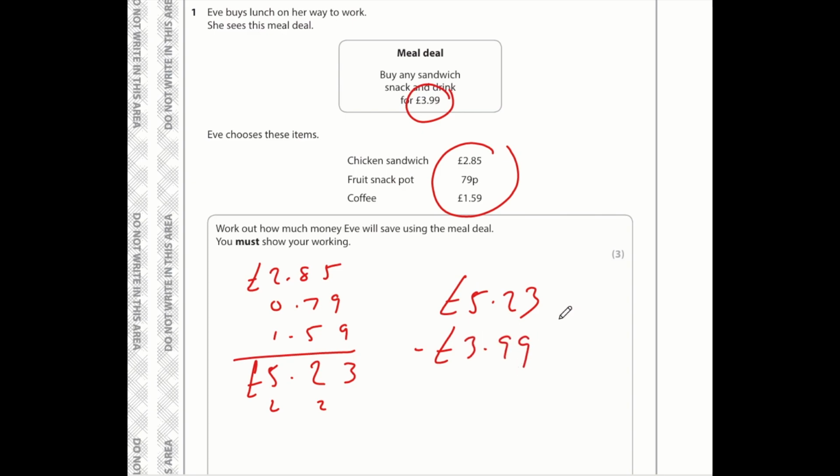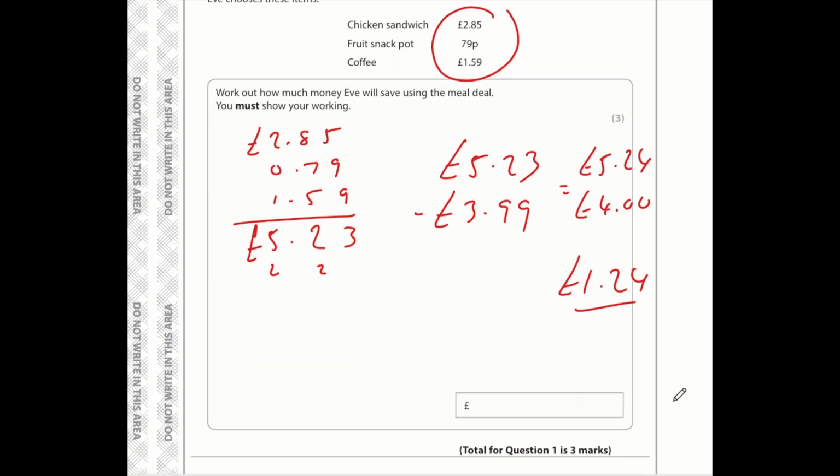I'm just going to fiddle these numbers. That is going to be exactly the same as £5.24 take away £4. Just makes the calculation a lot easier. Just increase both of them by a penny. What's the difference between £5.24 and £4? Well, £4 to £5 is a gap of £1 plus the other 24p, so the saving is £1.24.